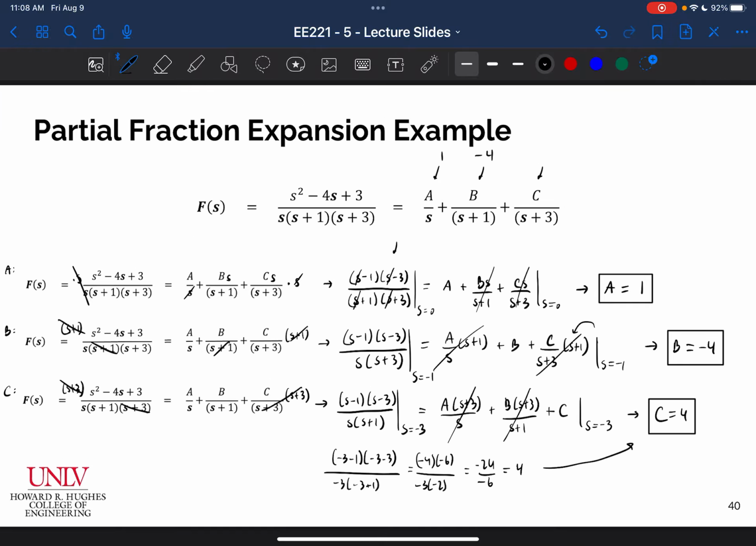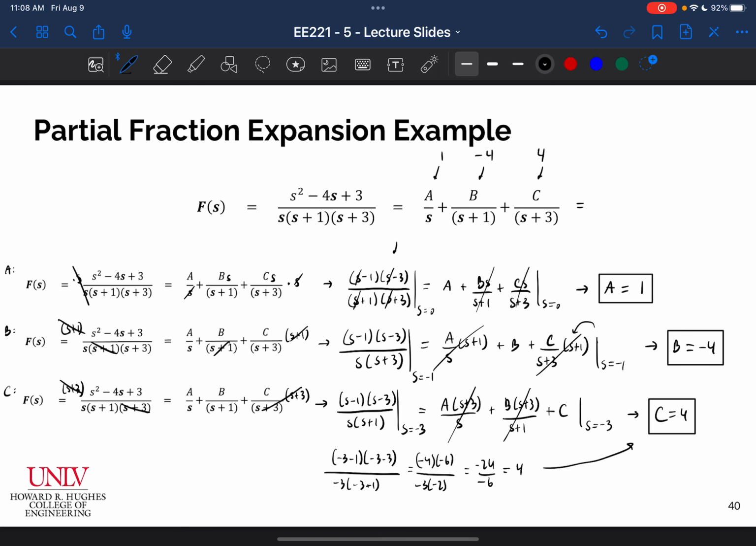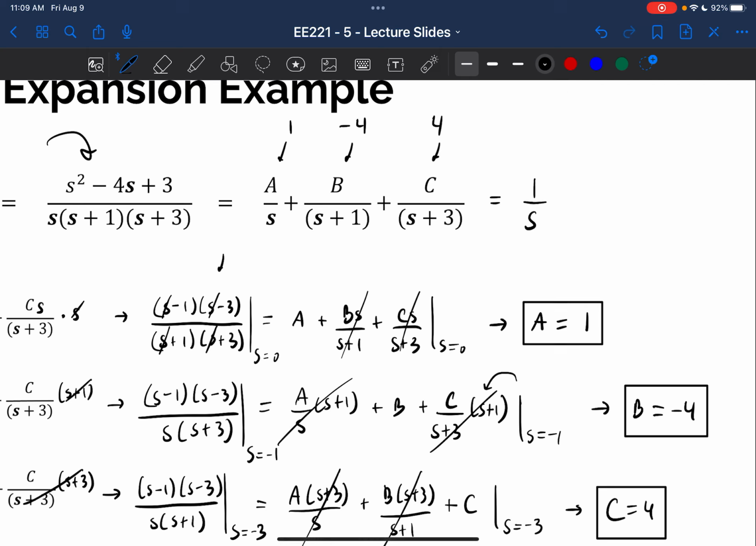Hopefully that was clear. So now I've got my 3 terms that I have found, and I have completed my partial fraction expansion here. And so I could rewrite this F of s, my original F of s, which was this ugly looking thing, as 1 over s. Hopefully we already know that would transform to u of t. Plus, or I guess we could just write minus 4 over s plus 1 plus 4 over s plus 3.